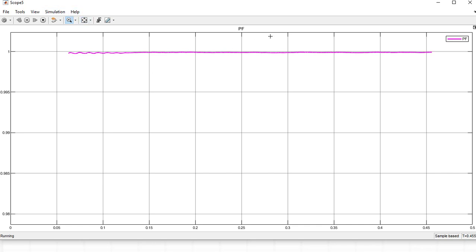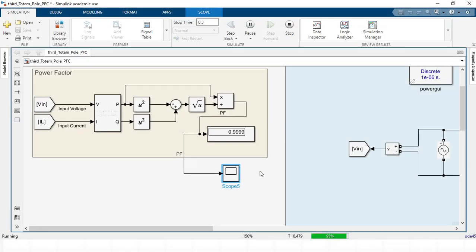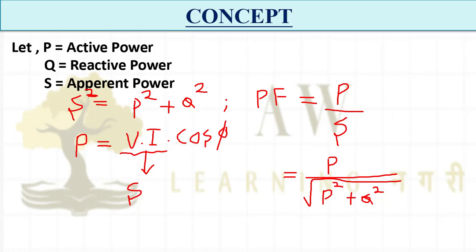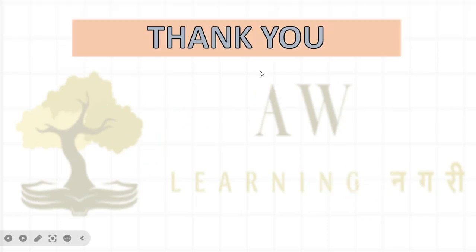So this is how we can plot the power factor. I hope you understood this concept. I am not running it completely, but I guess you understood how to plot this. This is a short video. I just wanted to tell you how we can easily calculate the power factor. If we have a three-phase circuit, we can do the same thing. A three-phase power block is there, so you can use that block, easily calculate the power factor, and easily plot it.